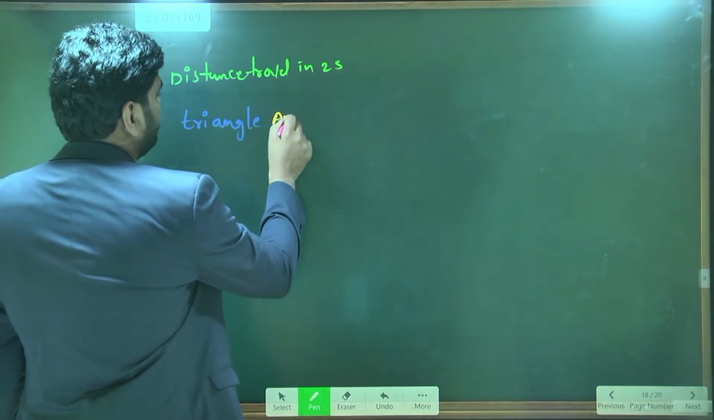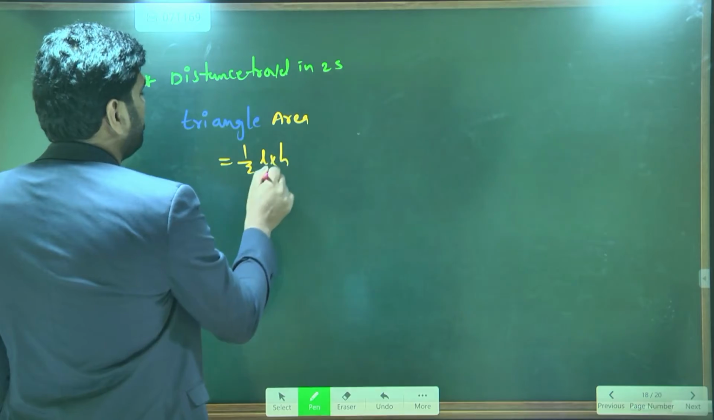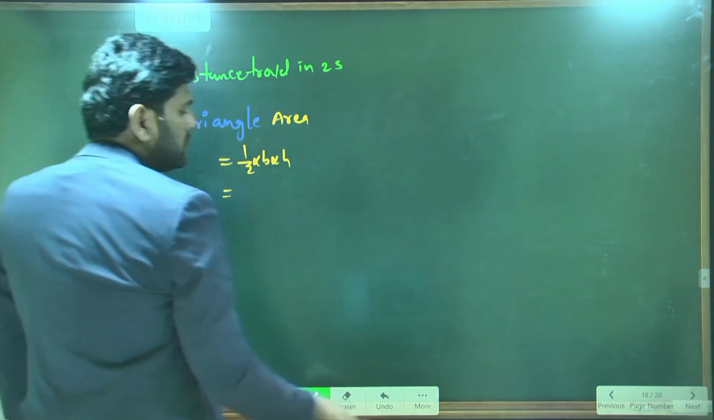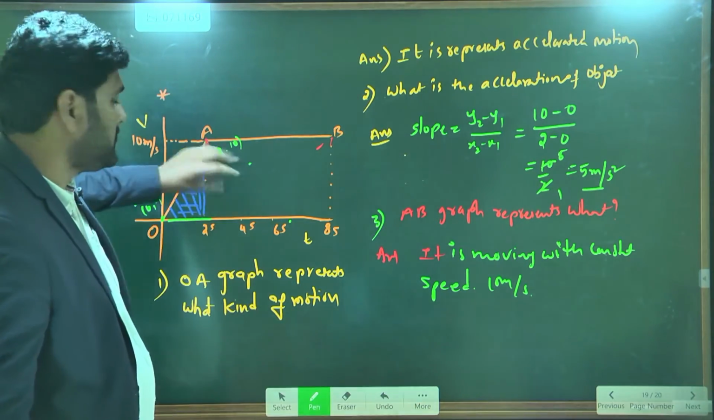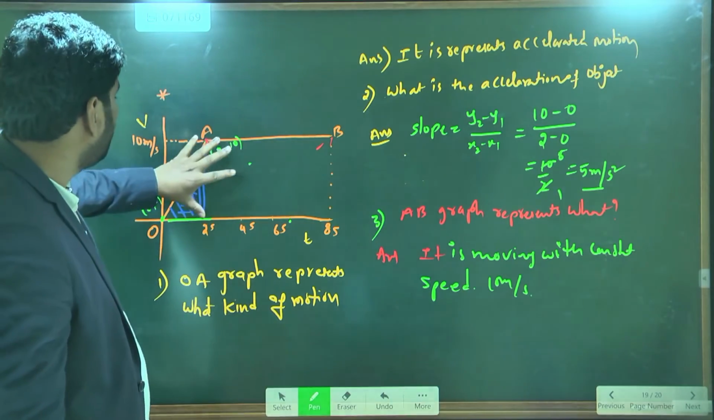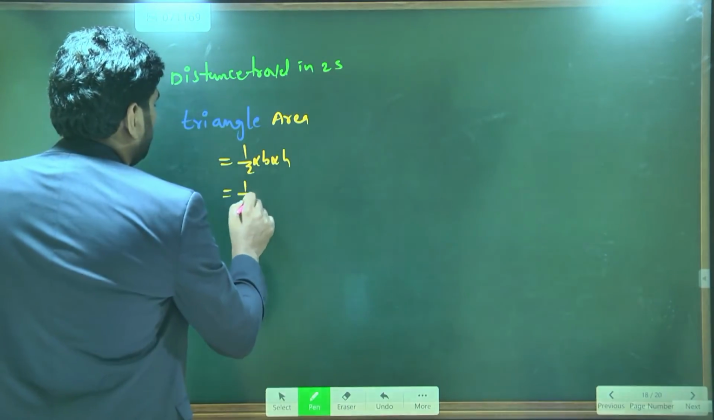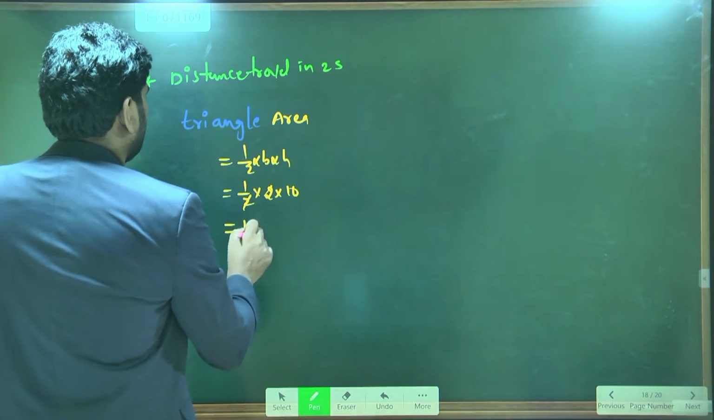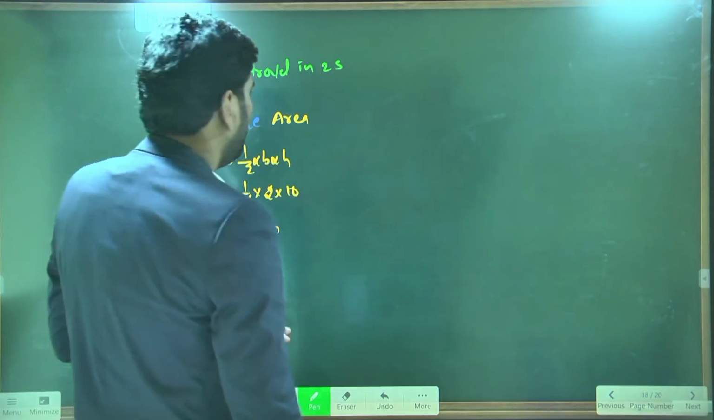Triangle area is half into breadth into height. Here in this graph, this represents breadth, this represents height. Am I right? So the breadth value is 2, the height value is 10. So the answer is half into breadth value 2, height value 10. 2 gets cancelled, which is equal to 10 meters. This is the A1 area.